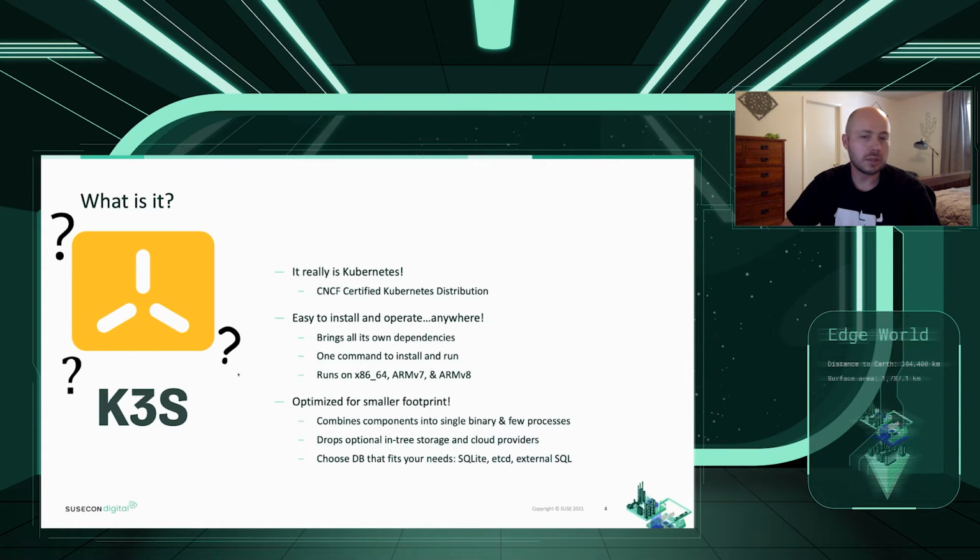We reduce the CPU overhead by combining processes that would typically be multiple processes into a single one. For example, the Kubernetes control plane components, API server, scheduler, controller manager, those are all run in a single process, and that really reduces overhead.